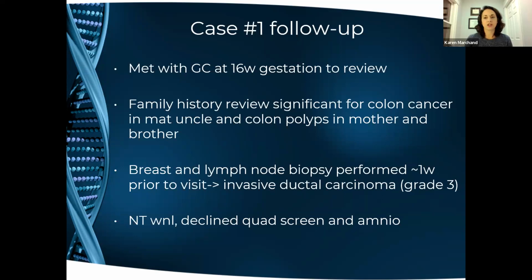treatment and discussion. So the other consideration here is that because of the way this was reported, essentially no aneuploidy screening had occurred. And so she was offered alternate options for aneuploidy screening, so quad screen and amniocentesis, and declined on the basis of the reassurance provided by the nuchal translucency measurement.